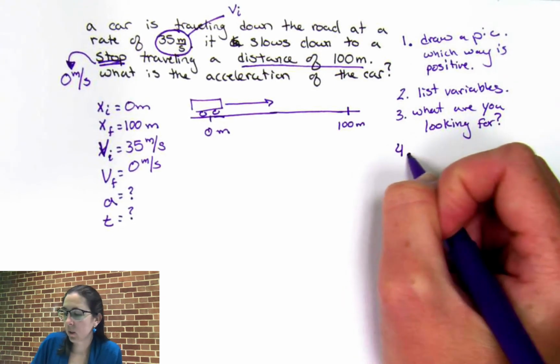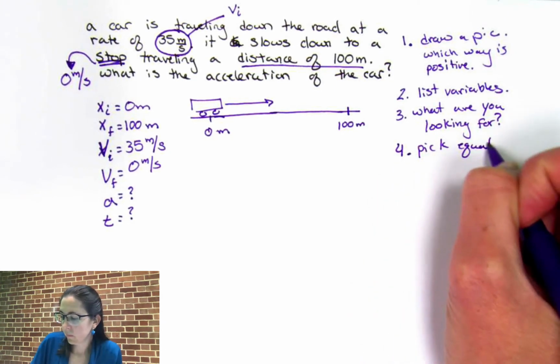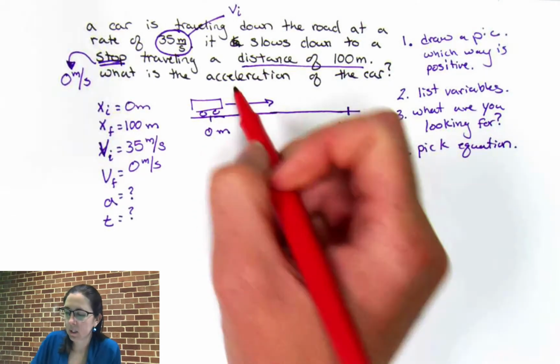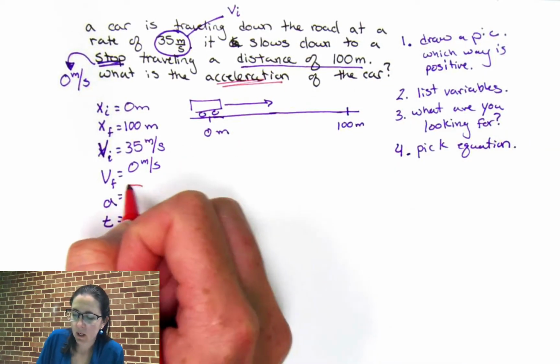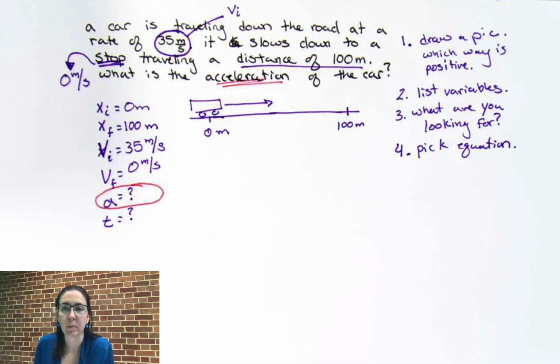Step 4 is going to be pick an equation. Okay, so what am I looking for? I'm looking for what is the acceleration. So I'm looking for A. I always circle the thing that I'm looking for so that I don't get lost and solve for something else.